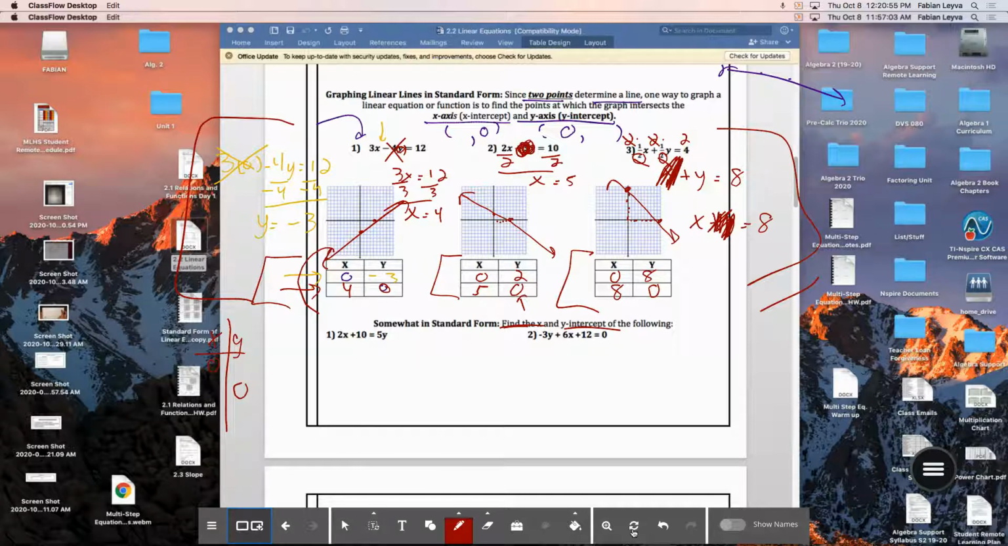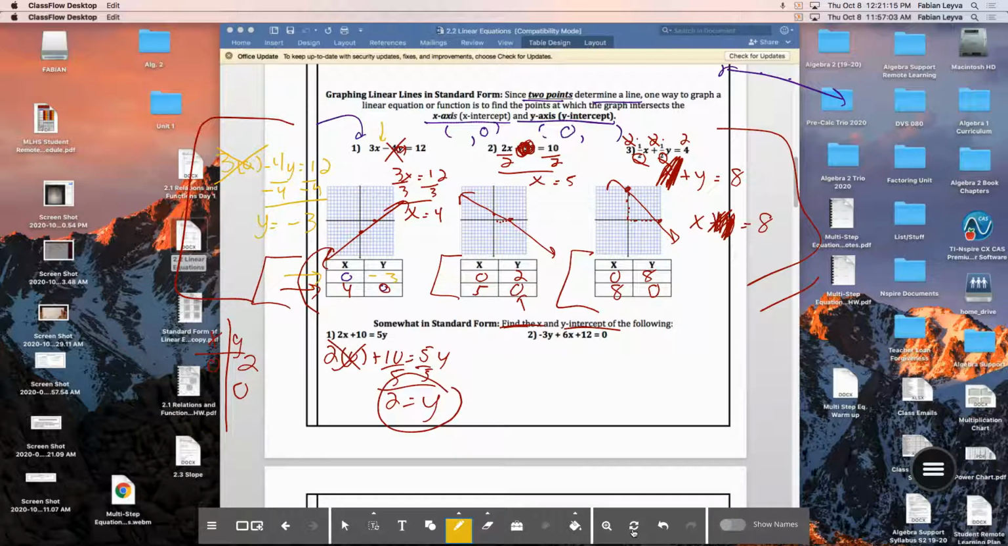So I'm going to plug in a 0 for x first. 2 times 0 plus 10 is equal to 5y. These cancel out. Notice I'm left with 10 is equal to 5y. Divide by 5 on both sides. That means that 2 is equal to y. All right, so almost there. Now I just need to find my x-intercept.